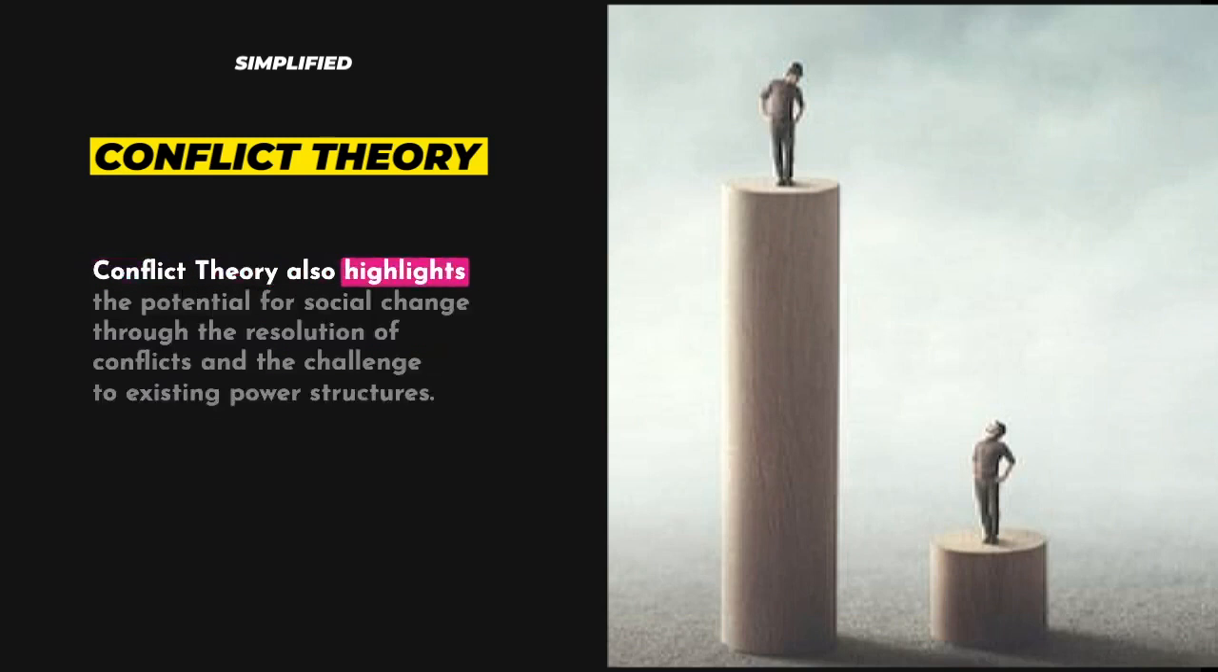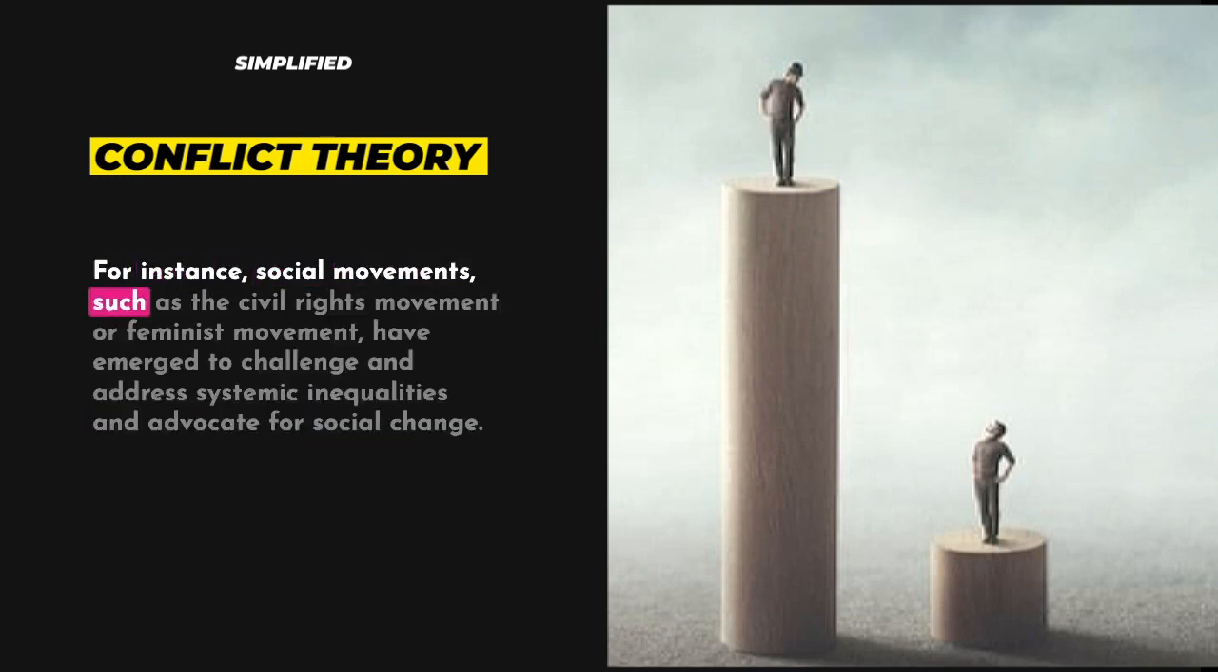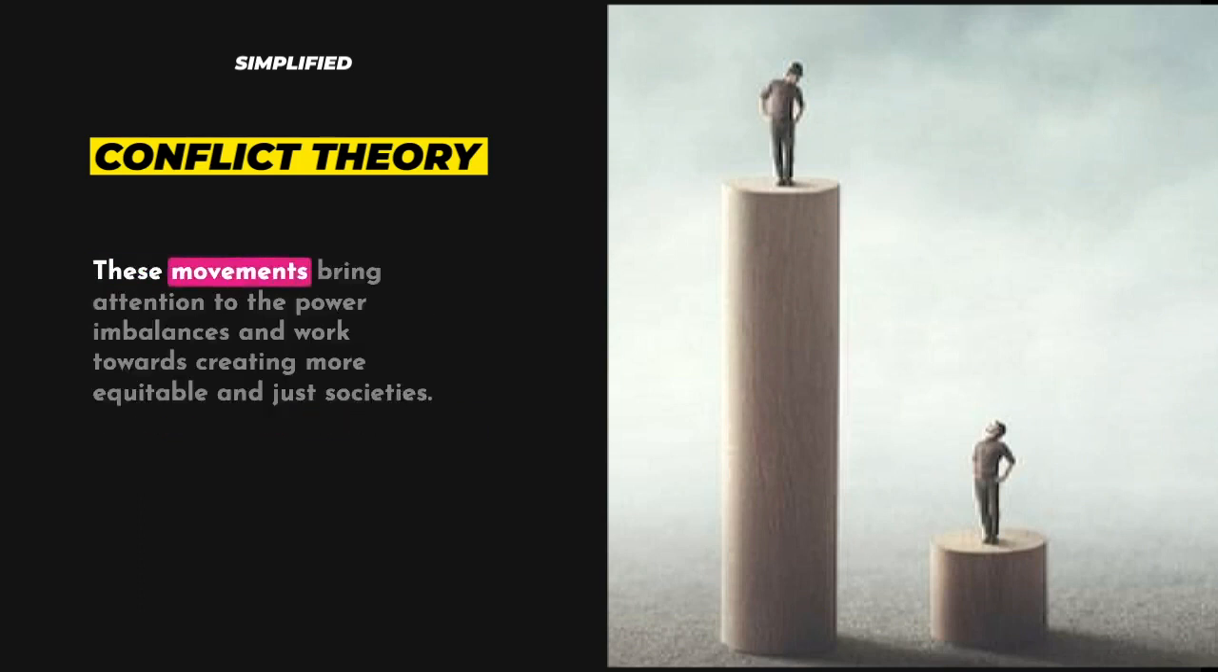Conflict theory also highlights the potential for social change through the resolution of conflicts and the challenge to existing power structures. It argues that conflicts can serve as catalysts for social transformation by exposing and challenging the inequalities and injustices embedded within society. For instance, social movements, such as the civil rights movement or feminist movement, have emerged to challenge and address systemic inequalities and advocate for social change. These movements bring attention to the power imbalances and work towards creating more equitable and just societies.